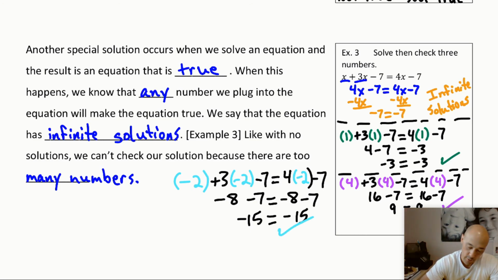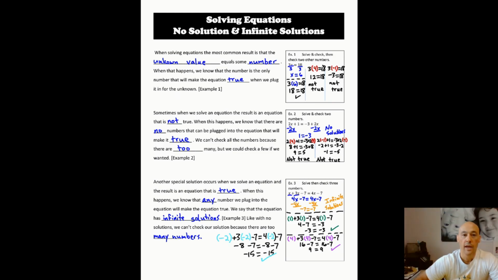Notice we tried 3 numbers: negative 2, 4, and 1. They all worked. That's because they all should work. We have infinitely many solutions there. And those are the special solutions: no solution, and infinite solutions.